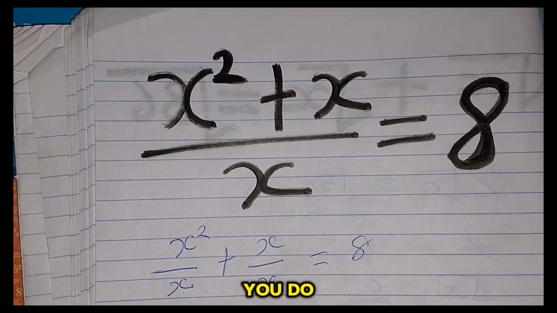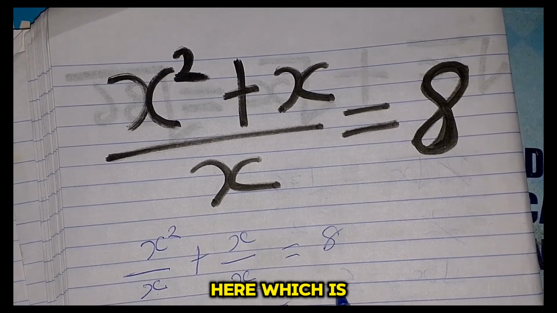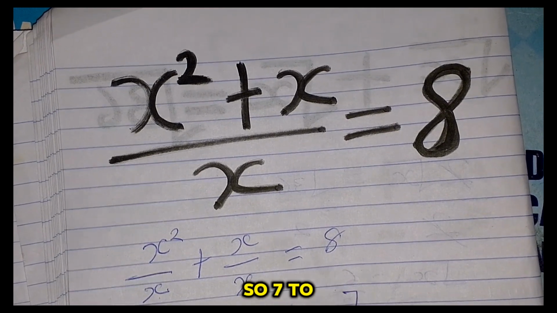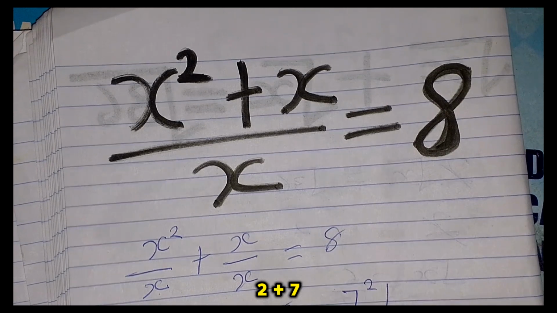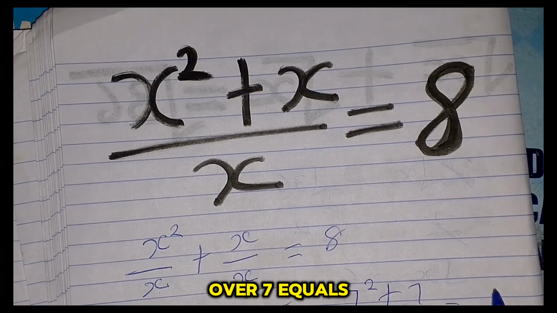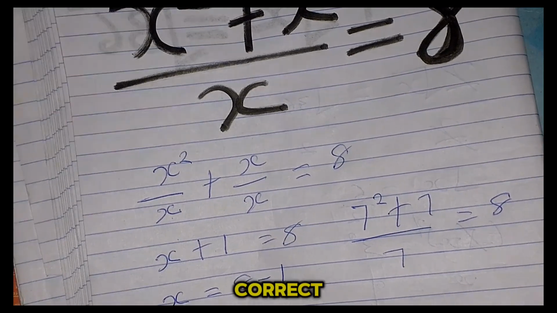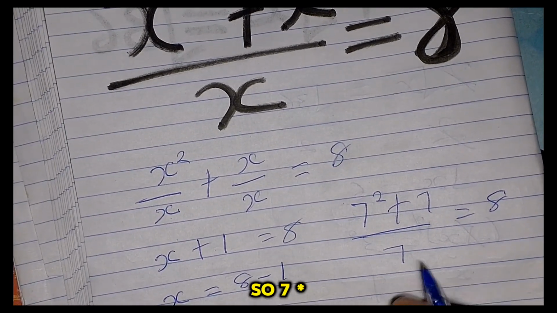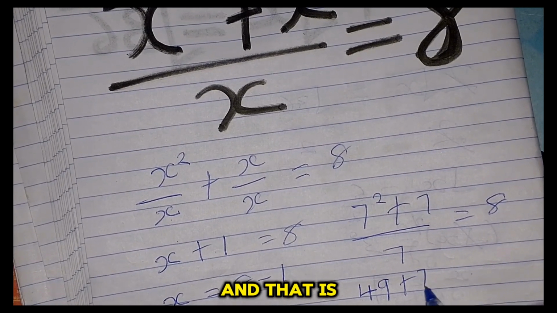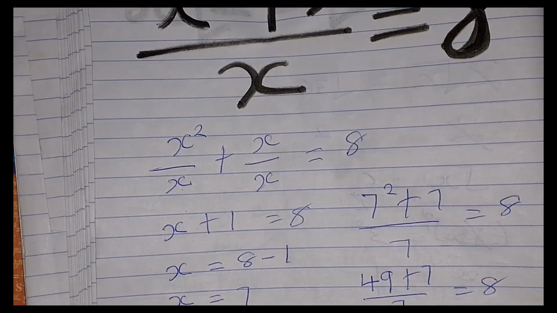So what do we do? We have the original question over here. X is now 7, right? So 7 to the power of 2 plus 7, all over 7, equals 8. Let's find out if that is correct. So 7 times 7 is 49, plus 7, over 7 equals 8.